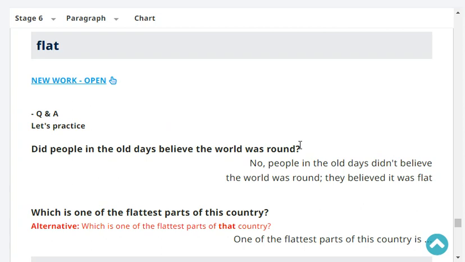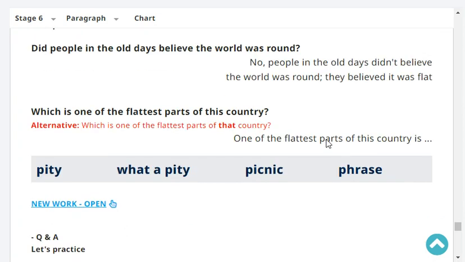Did people in the old days believe the world was round? No. People in the old days didn't believe the world was round. They believed it was flat.